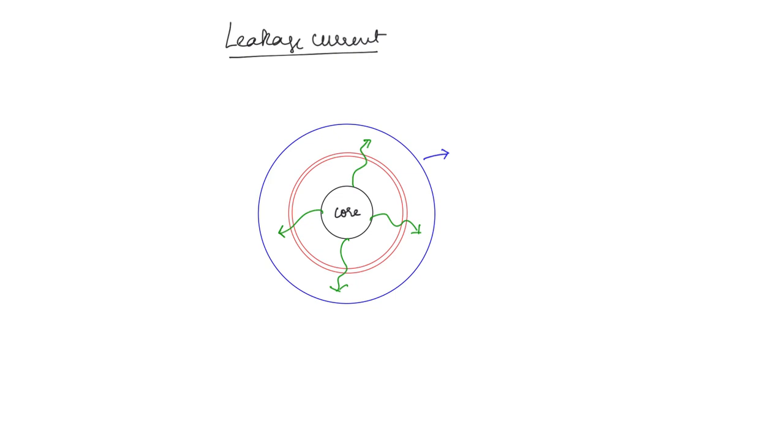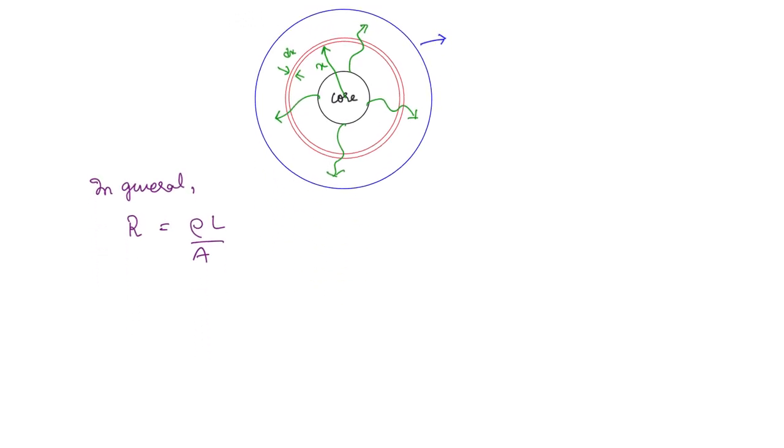For that purpose we have considered these red lines. We have considered a ring of elementary thickness. This thickness is dx, and the distance of the ring from the center is x. Now we know the expression for resistance, which is rho L by A in general. Now for this elementary ring, we will find the resistance only because of that elementary ring.